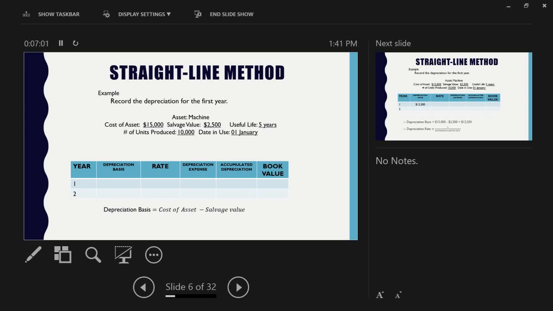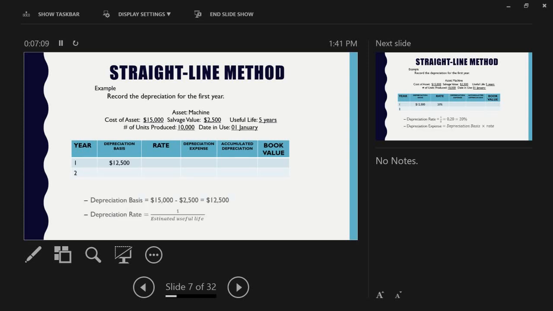So what is the depreciation basis this time? 12,500. That is correct. It's going to be 12,500 because our asset cost is 15,000 minus our salvage value of 2,500, and you're going to get 12,500.